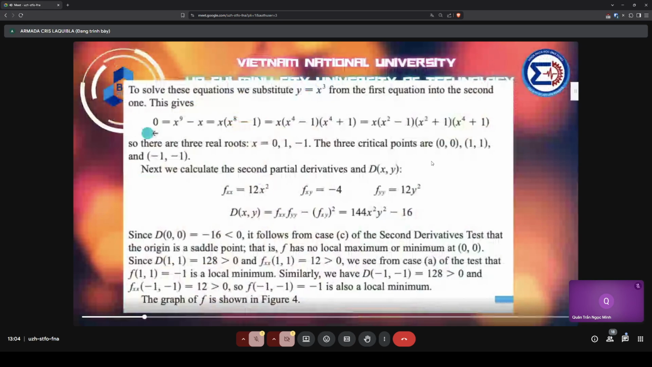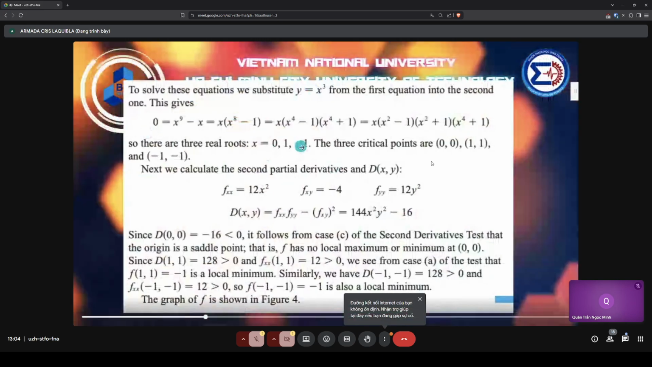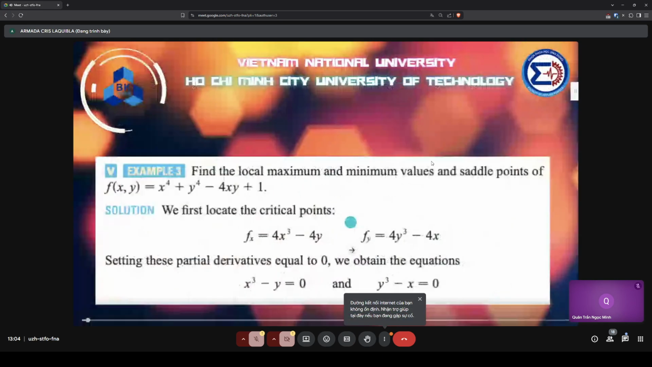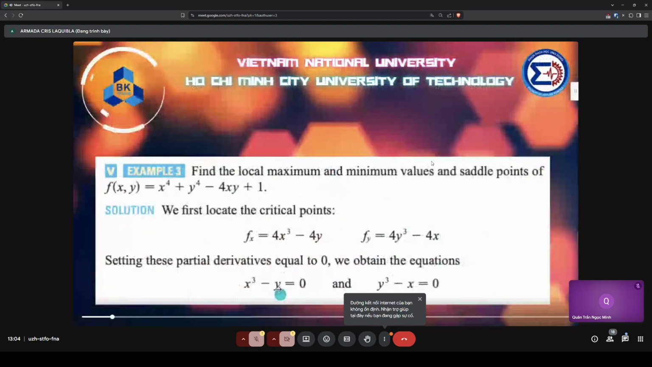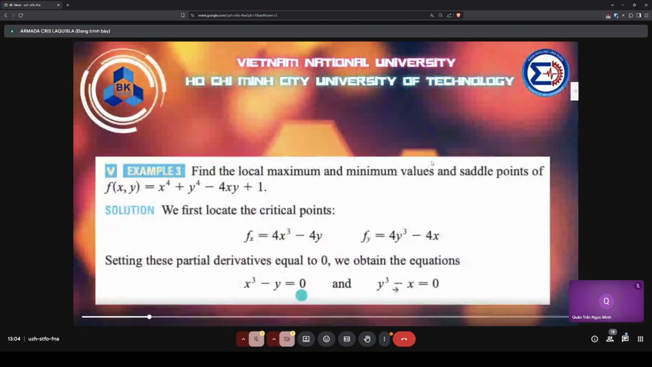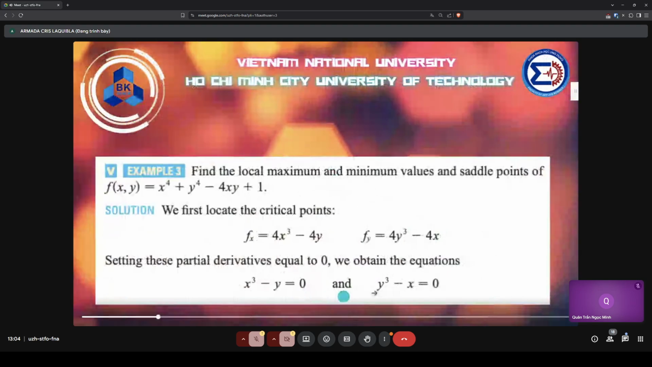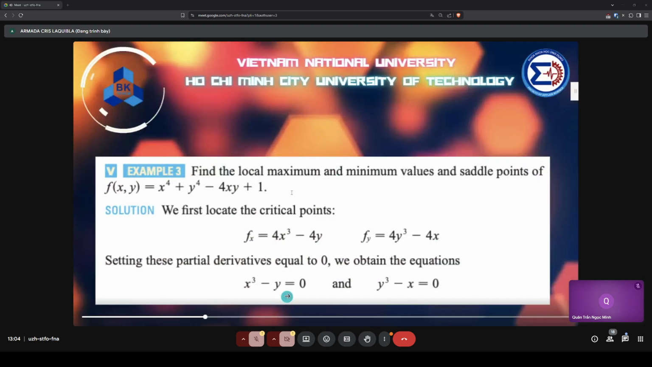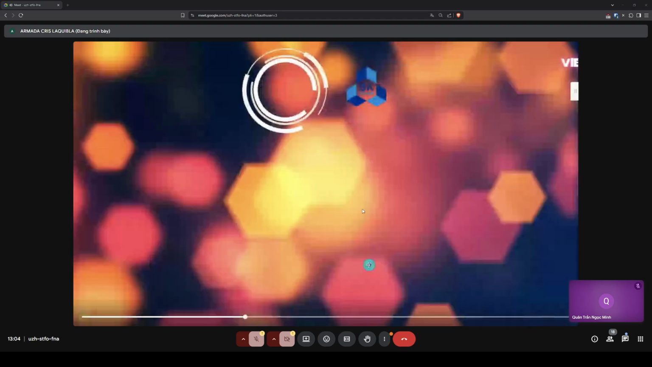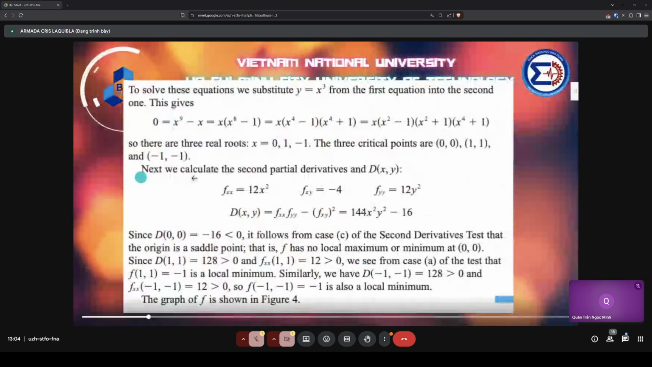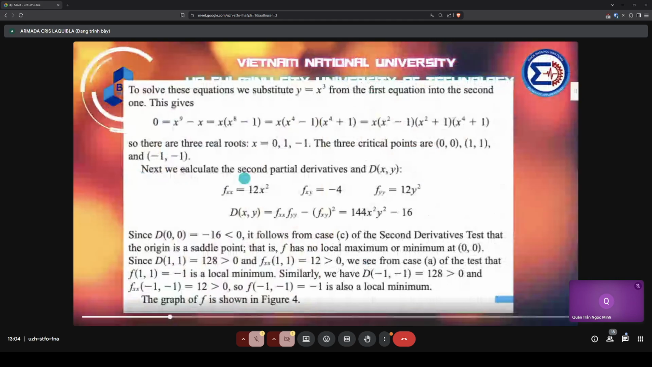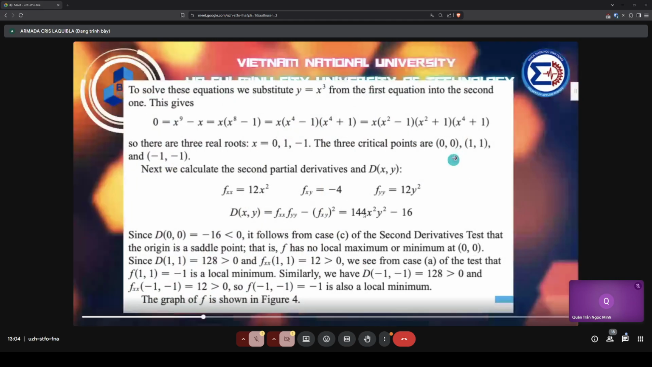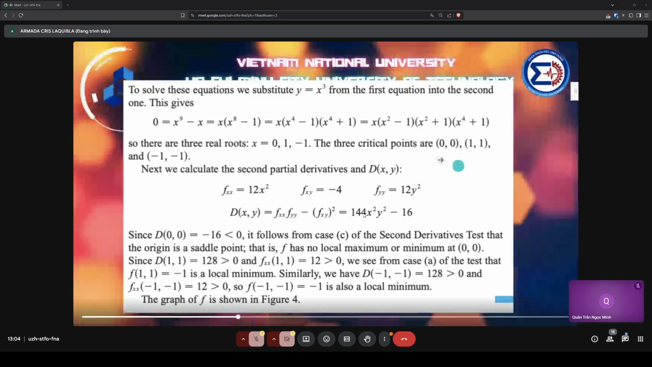Then after that, combining them, you have 3 points here for your x. Now to get the partner y there, you have to substitute it here, any of the two equations. You can pick the first equation, it's fine. Next, you have the value of your y, so you have their 3 points now. Then those 3 points are the critical points.